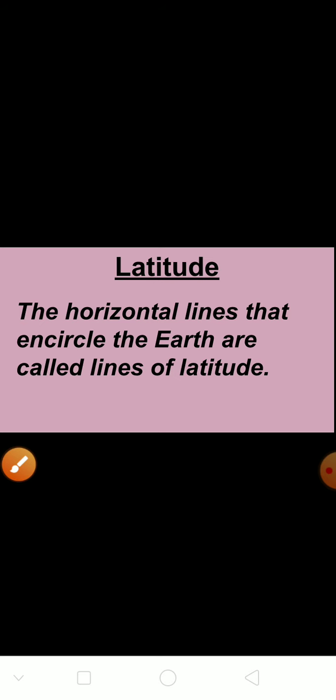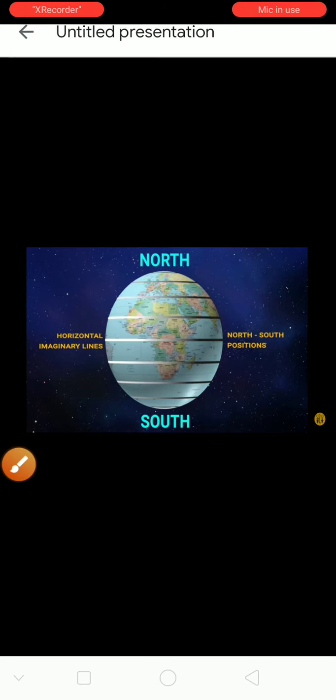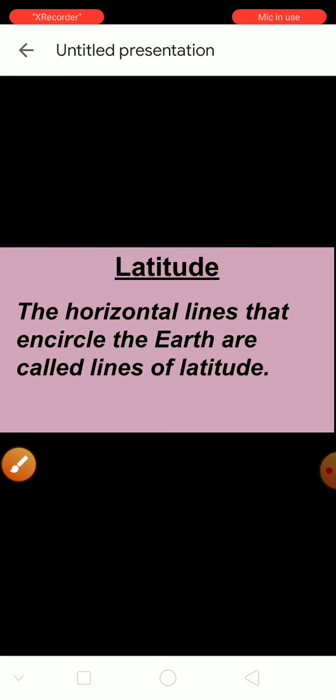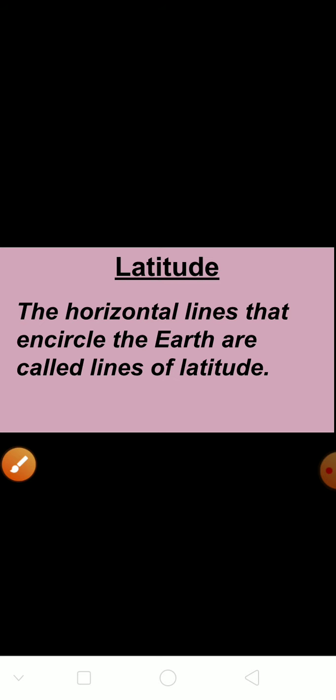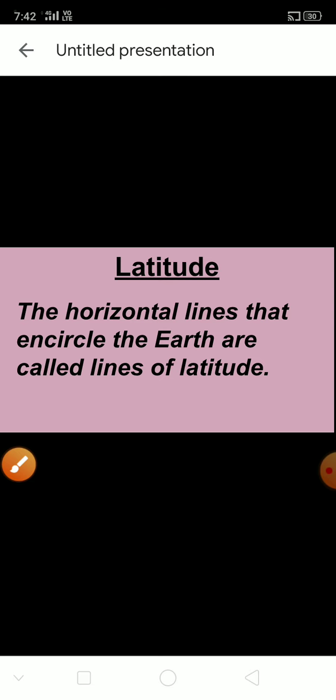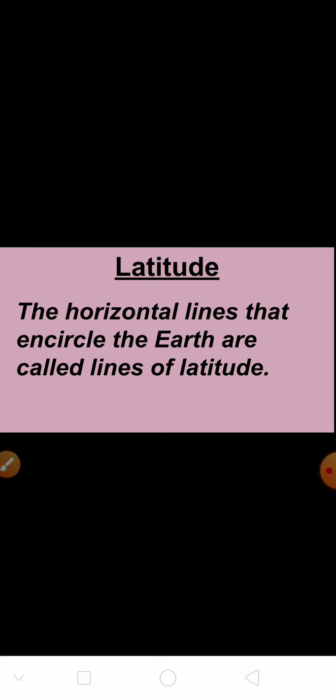The horizontal lines that encircle the earth are called lines of latitude. See here, these are the horizontal lines. These lines are moving horizontally. So what is it called? Latitude. The horizontal lines that encircle the earth are called lines of latitude. See, students, the picture of latitudes of the earth.